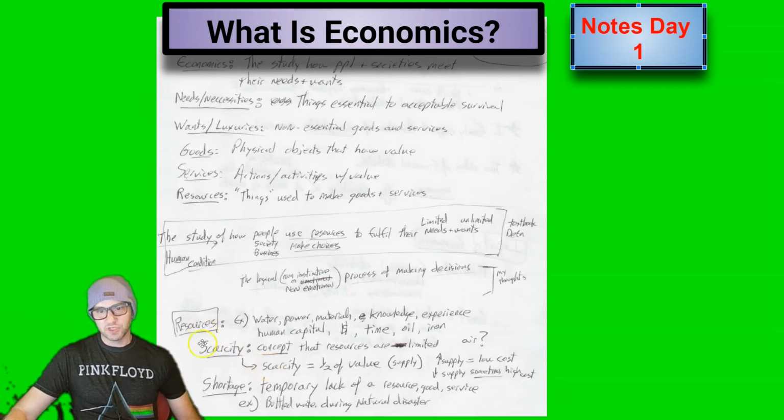Okay, to finish up resources, there is something that happens that is different than scarcity. It is called a shortage. A shortage is very simply a temporary lack of a resource, good, or service. Usually there is enough of something like bottled water to fulfill the demand of people. During a natural disaster, everyone wants bottled water, or recently toilet paper, and so there becomes a shortage. The supply chain cannot handle the demand.